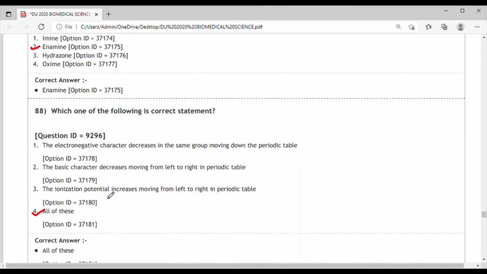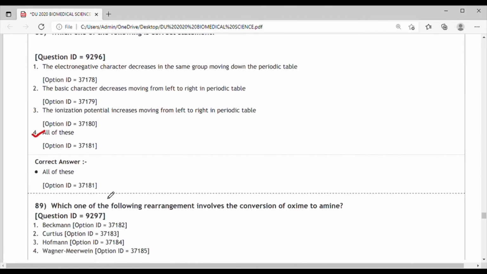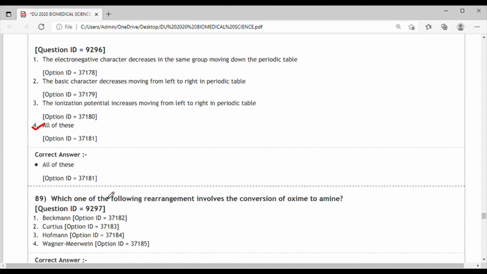Next question, question 89. Which of the following rearrangements involves the conversion of oxime to the amine? This is a name reaction, and the Beckmann rearrangement is involved, in which there is a conversion of the oxime to the amine.